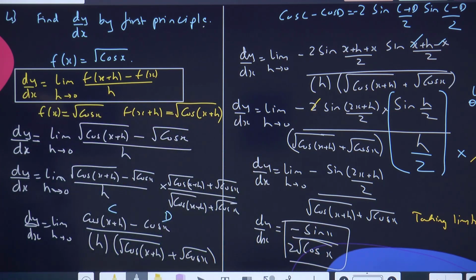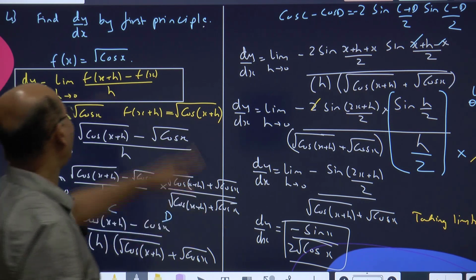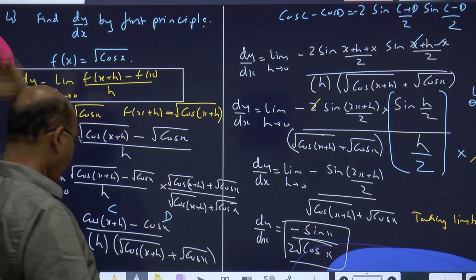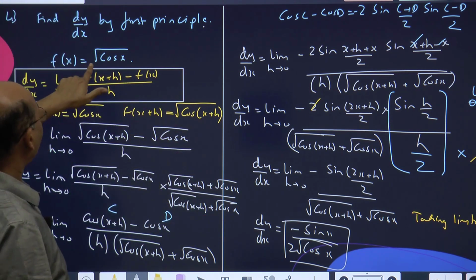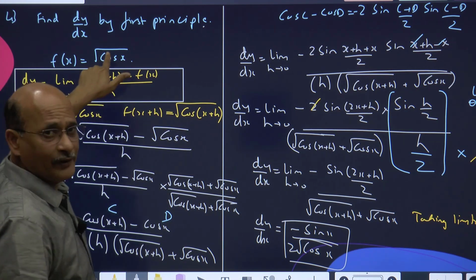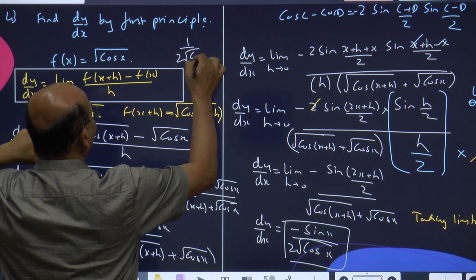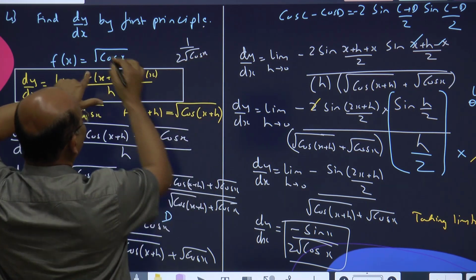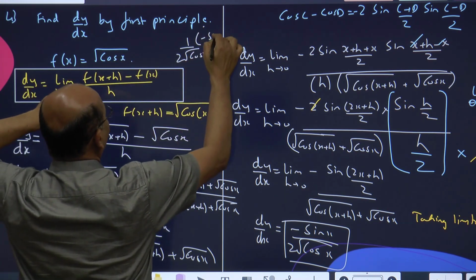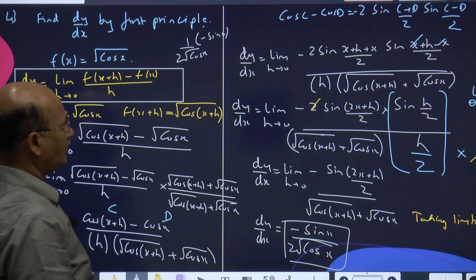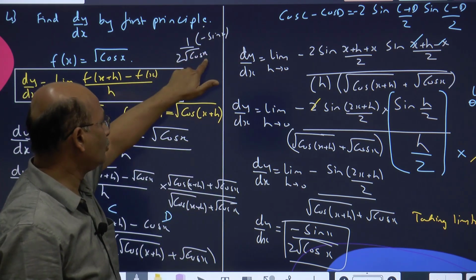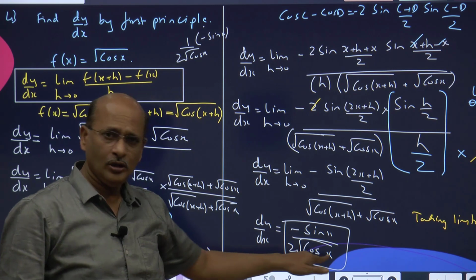2 root cos x. So this is my final answer for finding the derivative. Now if the function is given to you, what is the derivative of a root? The derivative of root of anything is 1 upon 2 root of that thing. And by chain rule, the inside function is cos x, so this will become minus sin x. So the answer is minus sin x upon 2 root cos x.